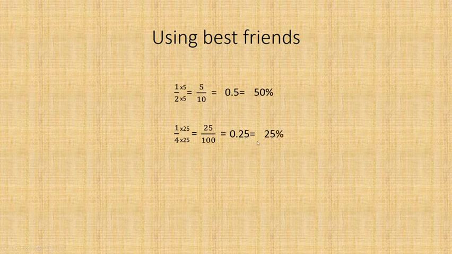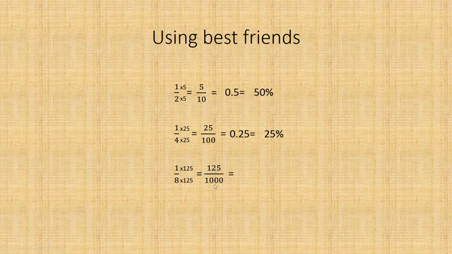So it's going to be 25% again. Okay, last one here. It's 1 over 8. 1 over 8 is just a multiply by the best friend of 8, which is 125, down and up. So the answer is going to be 125 over 1000.